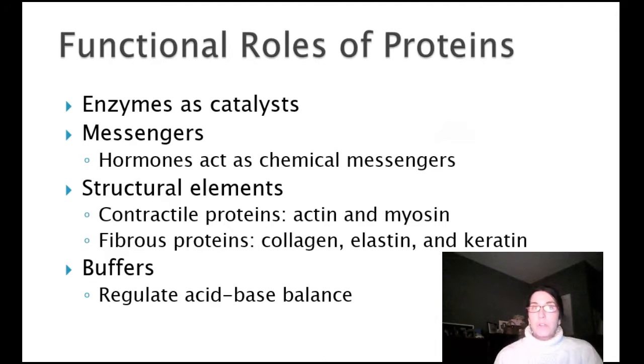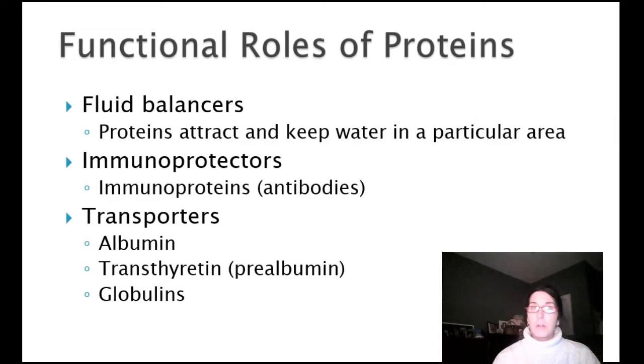So what are the functional roles of proteins? We know that we take protein in the diet, so what happens after that? Well, proteins are in fact enzymes. They serve as catalysts in the body for various reactions. They're chemical messengers, which means they're hormones. That's obviously very important. Structural elements, if you think about that for a minute: I mentioned tendons, contractile proteins, actin and myosin. Think back to your physiology days. Fibrous proteins, collagen, elastin, keratin, and they also regulate the acid-base balance. So they are quite involved in a lot of the body's physiological processes.